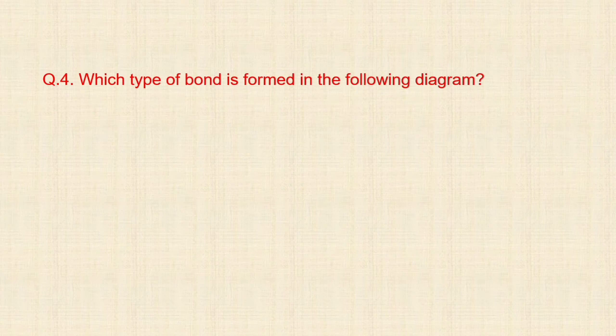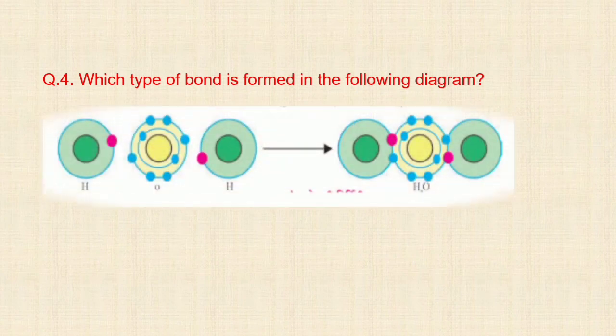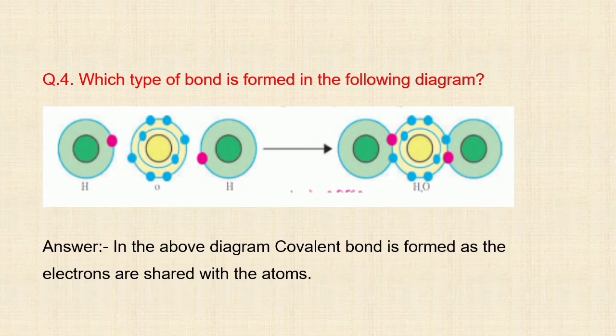Question number 4: Which type of bond is formed in the following diagram? Diagram is given here and the answer is, in the above diagram, covalent bond is formed as the electrons are shared with the atoms. We can observe oxygen atom and hydrogen atom share their valency electrons and form a covalent bond.